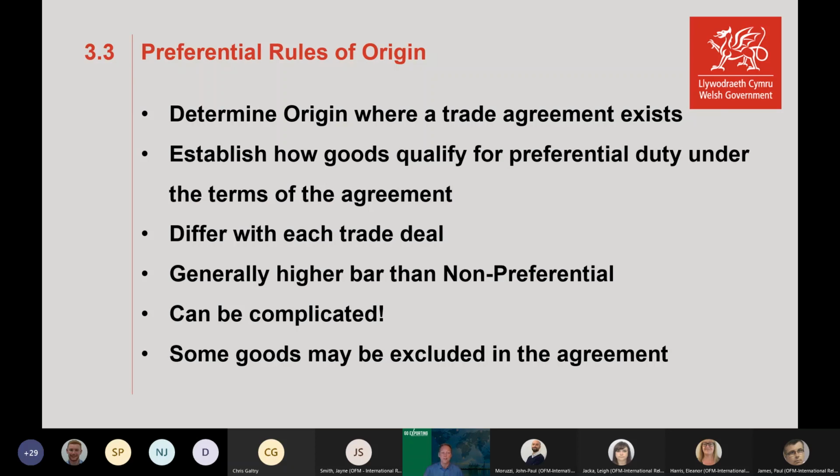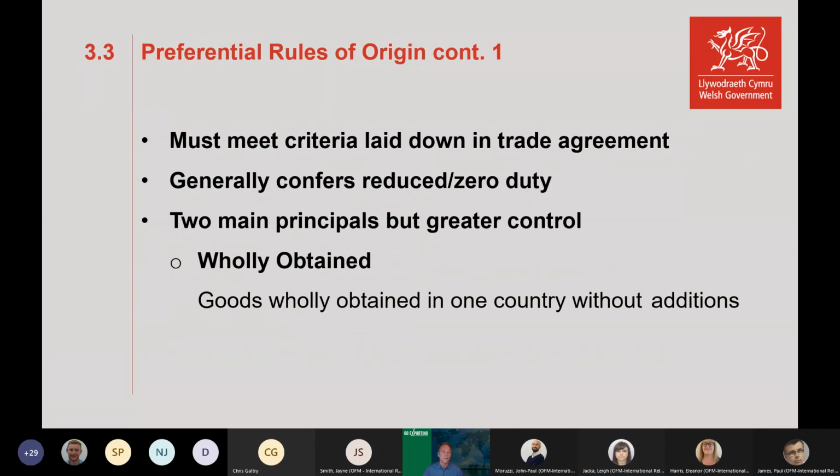So it can be complicated. And some goods may even be excluded from the agreement, depending on the trade agreement which has been entered into between the two countries or regions. So to gain preferential rates of duty, preferential rules of origin apply, and you must meet the criteria laid down in the agreement. And that is, generally, to confer reduced or zero duty.